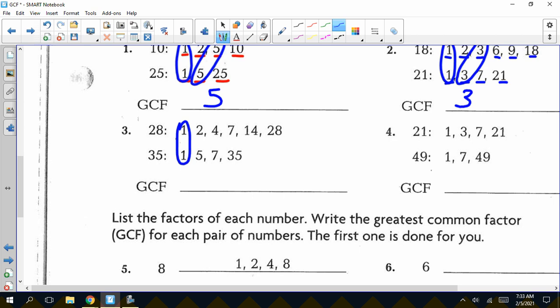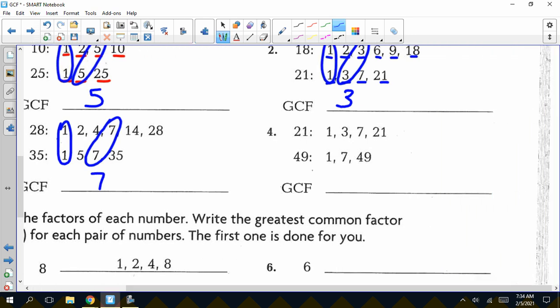We'll talk about that later in the chapter, when the greatest common factor of 2 numbers is 1, what we do with that. But for today, we're just looking for the greatest one. And this is 7. So 7 is our GCF.